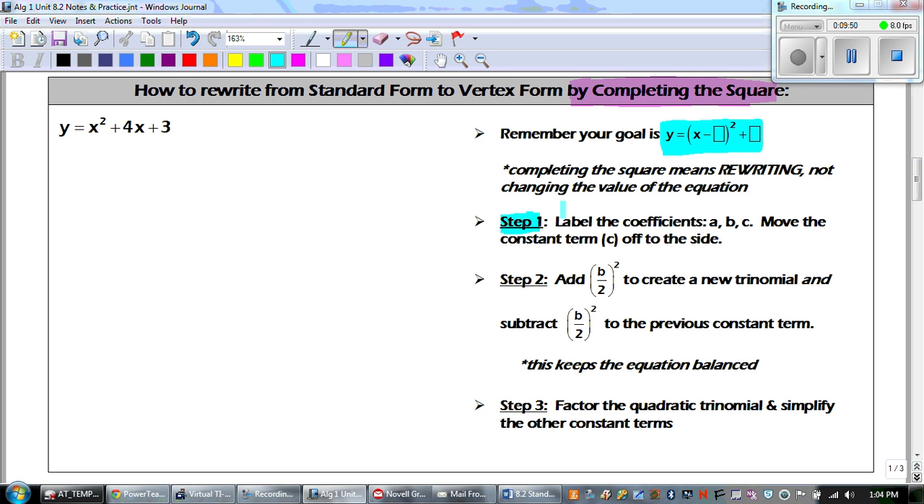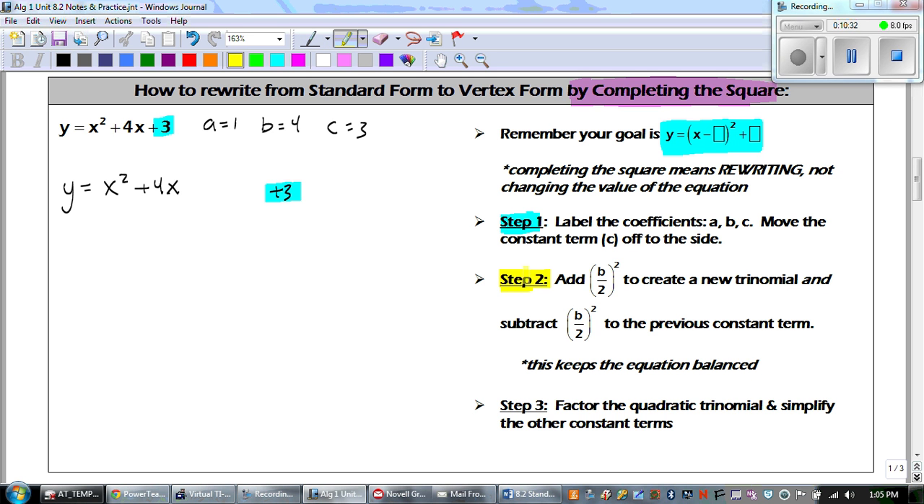So step 1, we need to label A, B, and C, and then it says to move C off to the side. Here we go. My A is 1, my B is 4, and the C is 3. So we're just going to rewrite it, the x squared plus 4x, and take your C and just move it off to the side for now. We are going to use it. It doesn't disappear. It's right there.